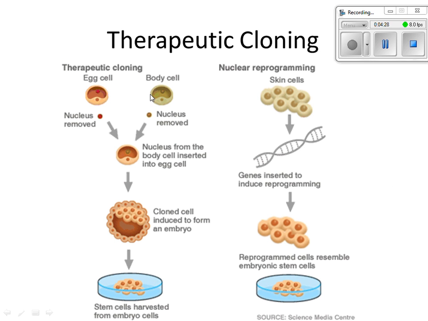We take a body cell and remove the nucleus from it. We put the body cell nucleus and the egg cell, without its nucleus, together. We fuse them, and then we flip a switch, basically, give it some hormones, and that clone cell turns into an embryo. We take some of those, and we're not going to implant this into a female to reproduce into a human. We just want the stem cells.